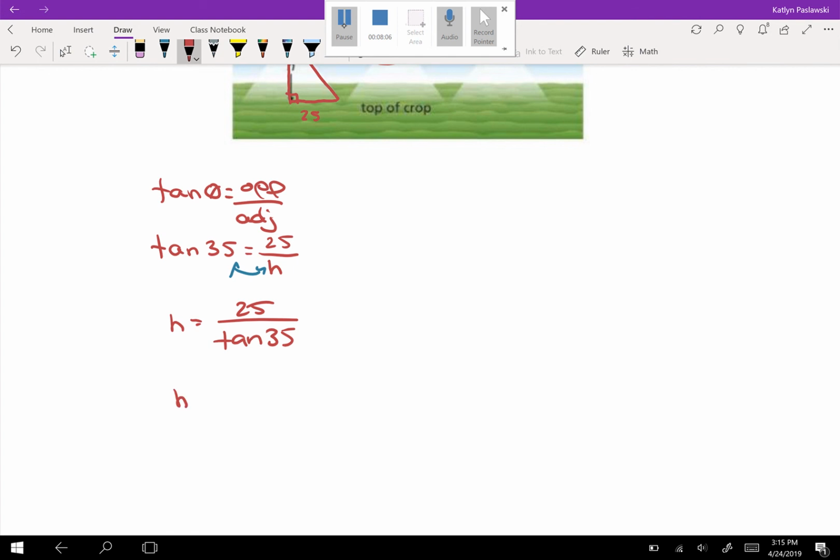Punch that into your calculator. Your answer will be 36 centimeters is the height required to spray the top of the crop. That concludes lesson 6.